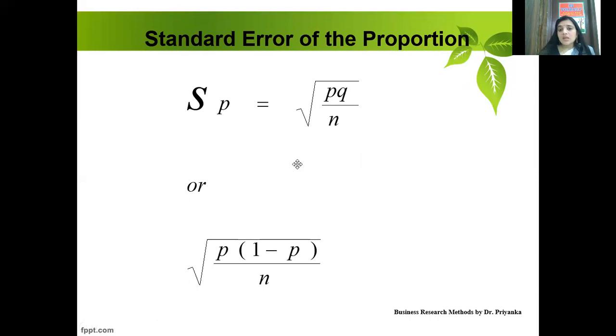Then the standard error of the proportion. Sometimes we go with this also. Standard error basically is the square root of PQ divided by N. P here is basically the probability of something positive happening, the probability of acceptance, and Q here is the probability of rejection. So you can quote Q as 1 minus P as well. This is another formula. You can use this also. This is all the same.